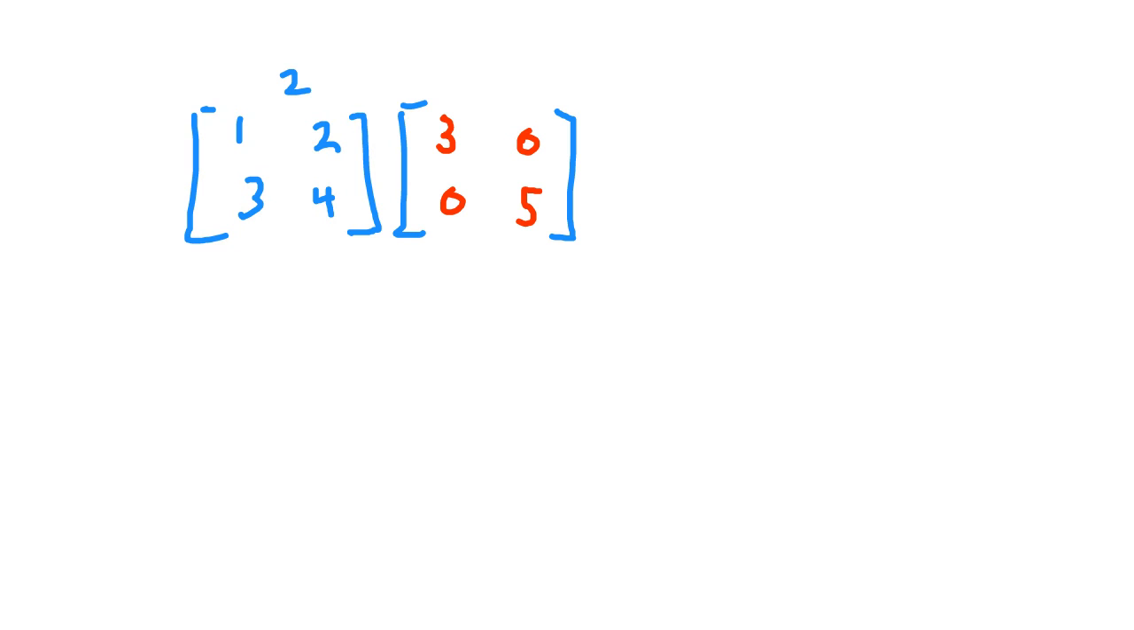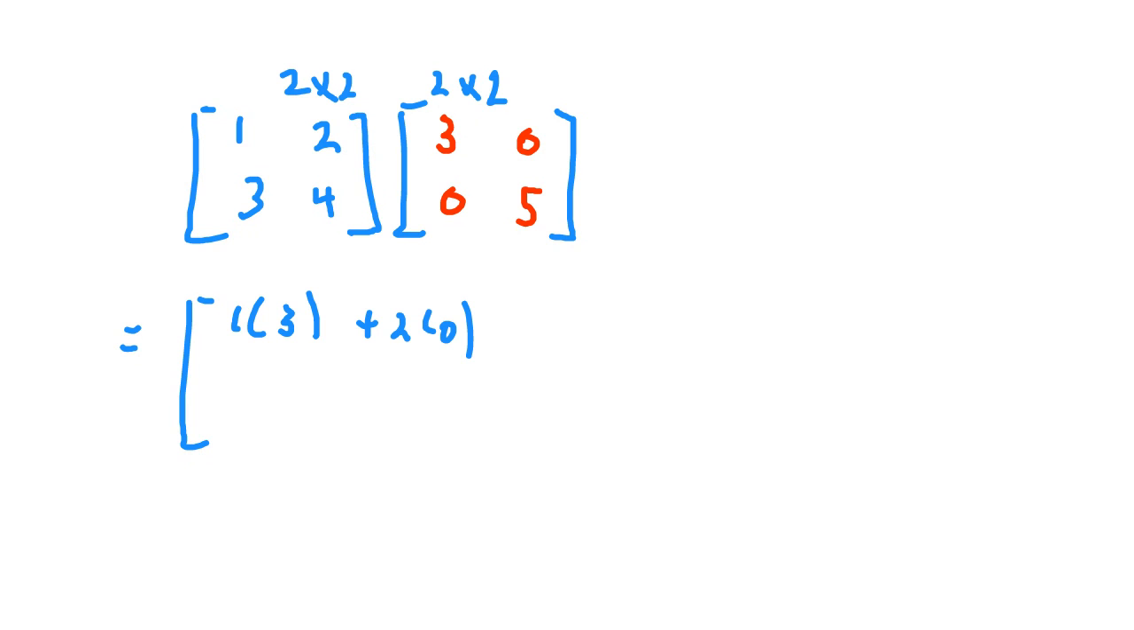Okay, so this is a 2 by 2 times a 2 by 2. This is going to equal 1 times 3 plus 2 times 0, and then we have 1 times 0 plus 2 times 5. I'm using the row column rule for matrix multiplication here.